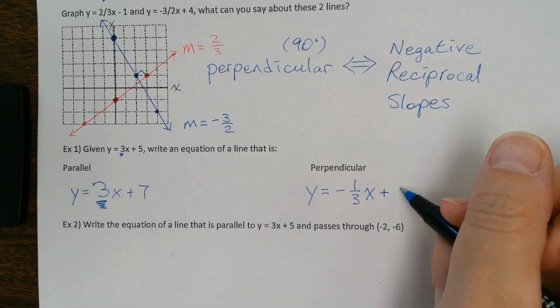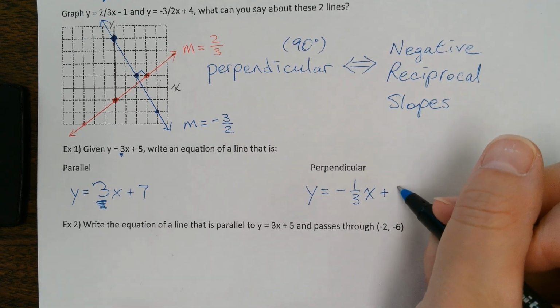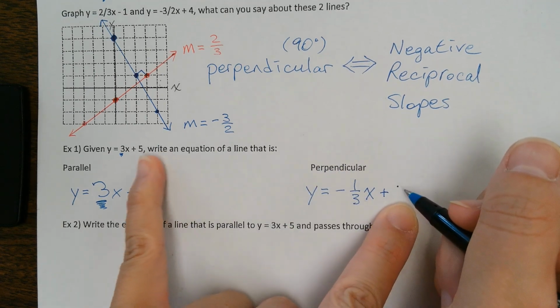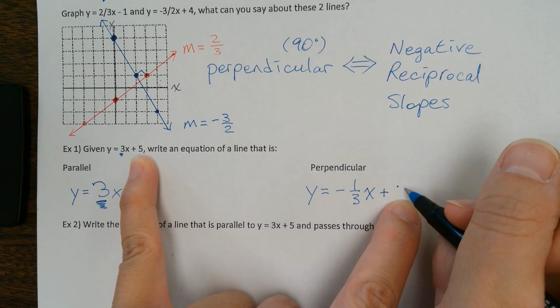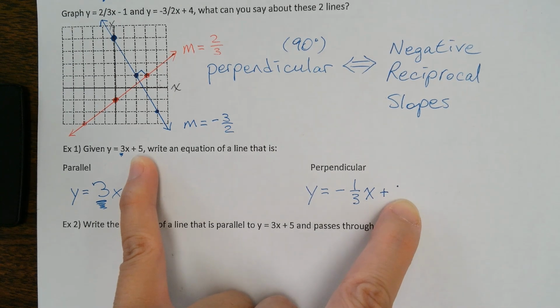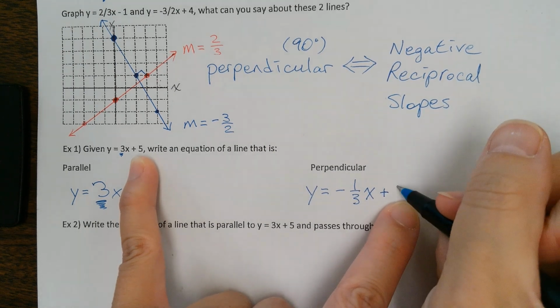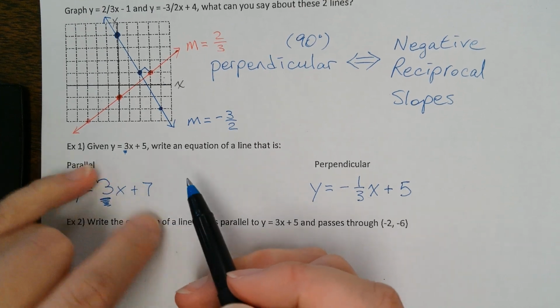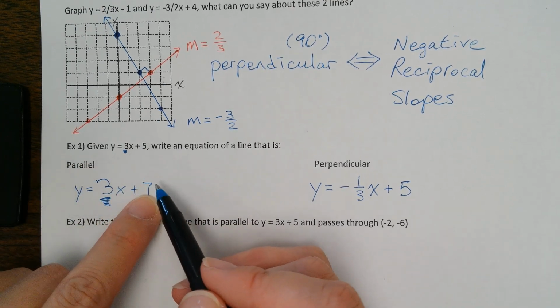Annie says 0. All right. For perpendicular lines, can you have the same y-intercept? Who says yes? Yeah, you can. Good. But what about for parallel? Can parallel lines have the same y-intercept?